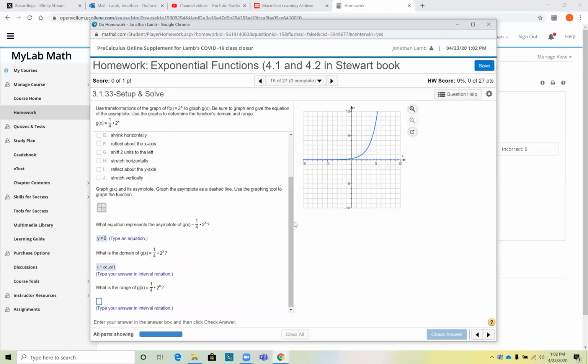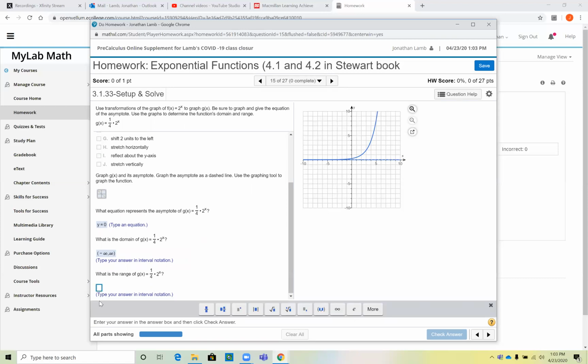And my last step here says, what is the range? Well, since our asymptote is here on the x-axis, you know that the y values cannot equal 0, but they could go up all the way to infinity. So similar to the last one, I'll create my parentheses, and I'll say 0 for the lowest y value, and then comma up to infinity. Close that out, and that should be right.